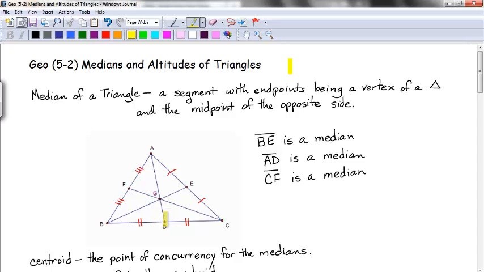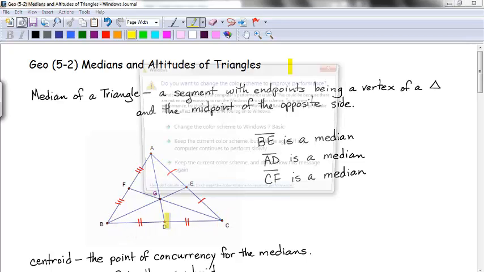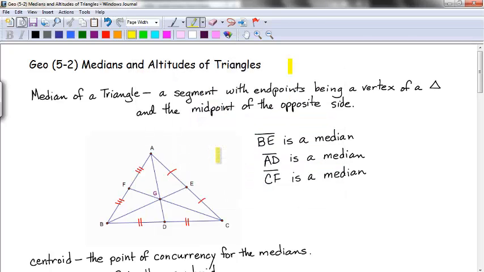Is this angle down here a right angle? Do these look like right angles? No. The median goes from the vertex of a triangle to the opposite side, and it actually goes to the midpoint of the other side. It does not form right triangles or right angles. Can it form right angles? It might, but most of the time it won't.